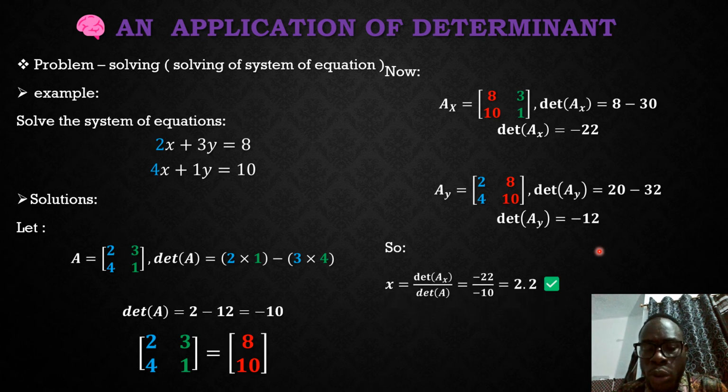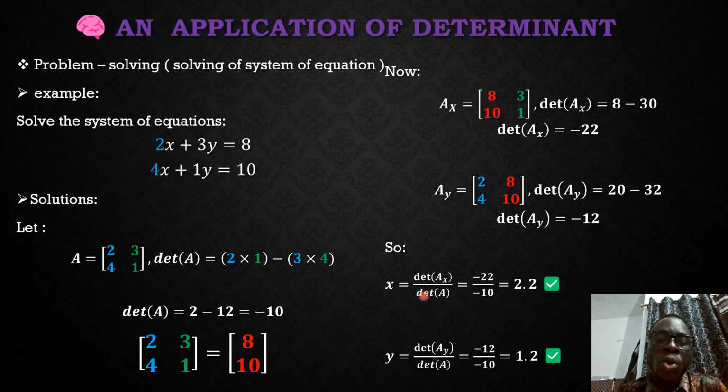Then, what are we going to do next? Our X will be determinant of AX divided by determinant of A. What is the answer for determinant of AX? Minus 22. What is the answer for determinant of A? Minus 10. So minus 22 divided by minus 10, the result will be 2.2. Repeat the same process for Y: determinant of AY divided by determinant A. Our expression is going to be minus 12 divided by minus 10, which will give us 1.2. So it means that we can use determinant to solve systems of equations.